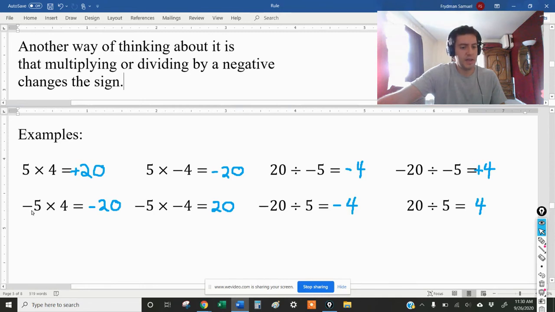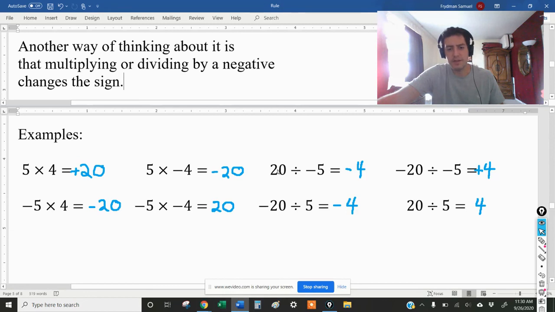If I start with a negative and I multiply by a positive, again, multiplying by a positive is not going to change the sign. So the original sign was negative, the answer is still going to be negative. If I start with a positive and multiply by a negative, so multiplying by a negative changes the sign. So if I started with a positive and then I change the sign, my answer is going to be negative. Now, if I start with a negative and then multiply by a negative, so this negative is going to change the sign. So if I started with a negative, the sign will change to a positive.